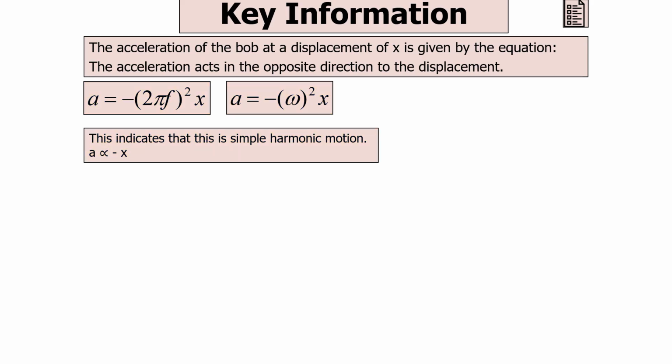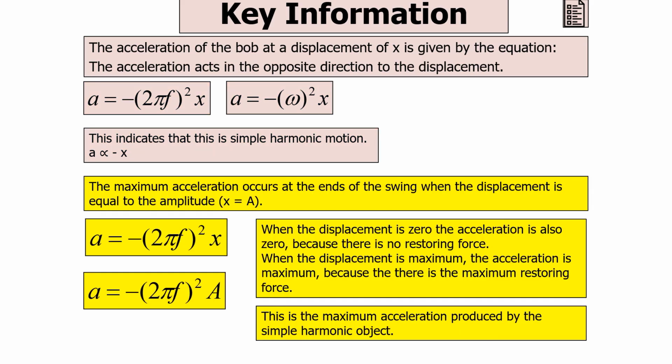So therefore, we can say that the maximum acceleration occurs at the ends of the swing when the displacement is equal to the amplitude. So x is equal to A. That's because when the displacement is 0, the acceleration is also 0 because there's no restoring force. When the displacement is a maximum, the acceleration is a maximum because there is a maximum restoring force.